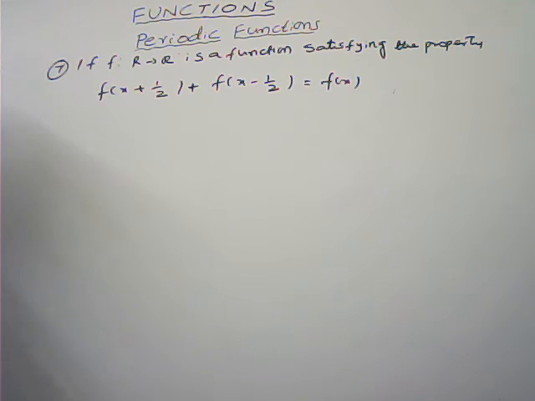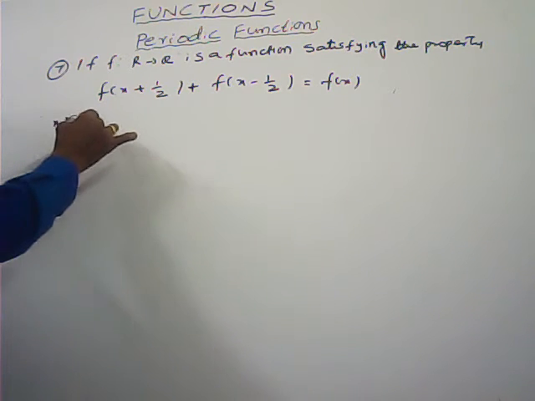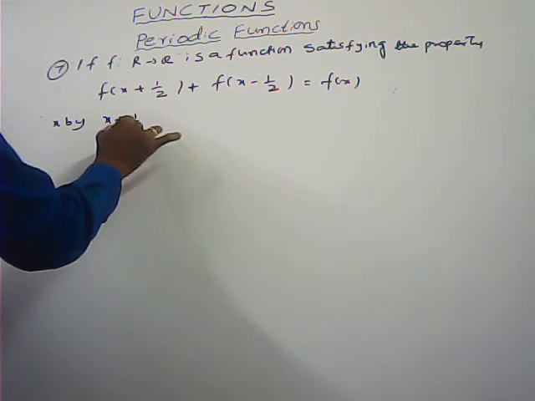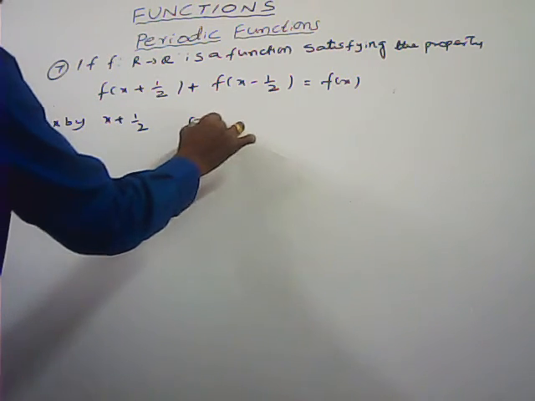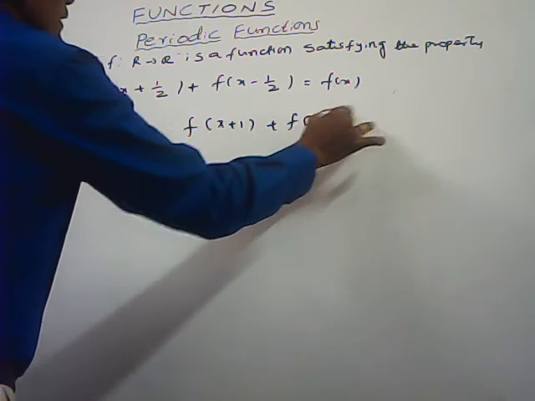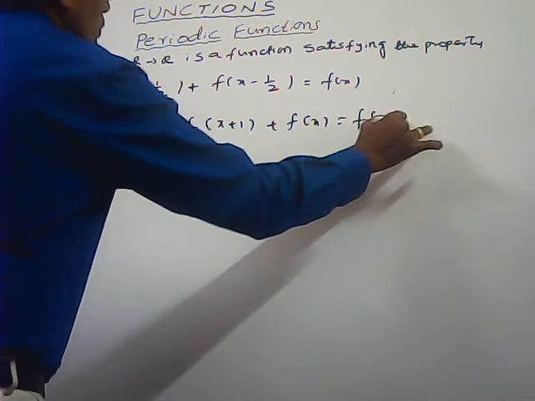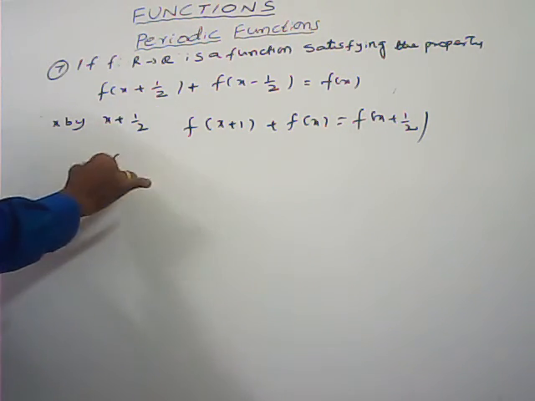f of x plus 1 by 2 plus f of x minus 1 by 2 is equal to f of x. Here you can replace x by x plus 1 by 2. Then here we can get x plus 1 by 2 plus 1 by 2, that is x plus 1. Plus here we can get f of x, that is equal to f of x plus 1 by 2. Now we can solve these two.